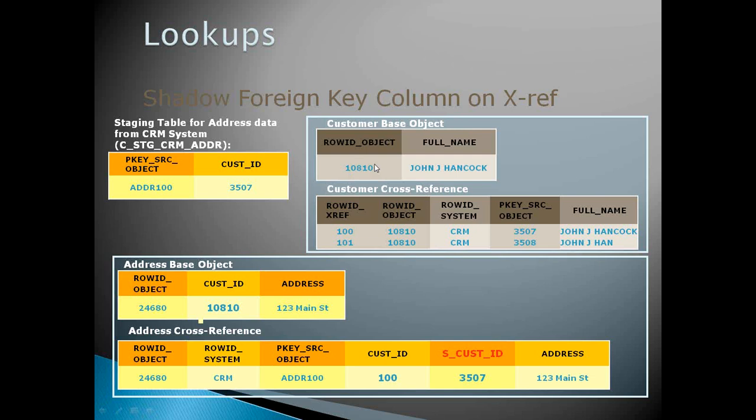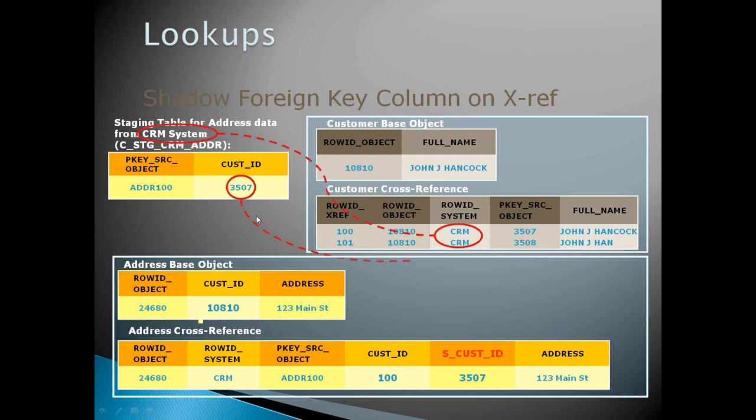So we know only the source system details. The source system passes the PK source object. In the staging table, you know what column you have passed as a primary key. You might have passed the customer ID as a primary key. So the same thing is coming here in the child table. The customer ID column here again contains the same value, like 3507.